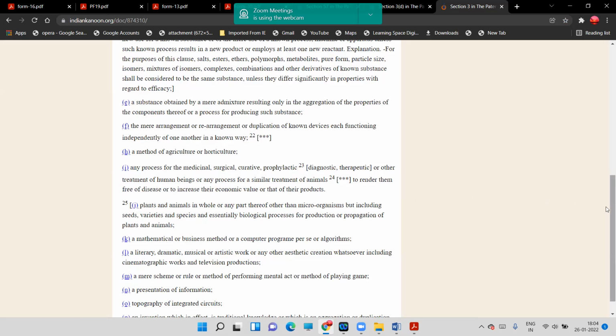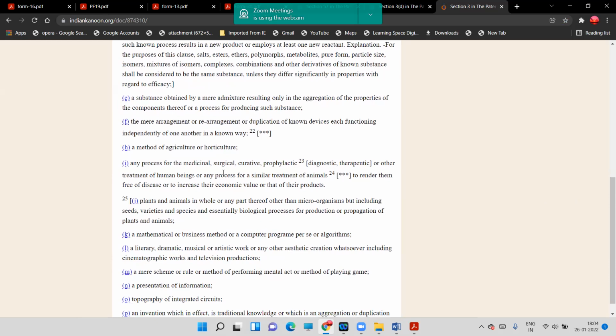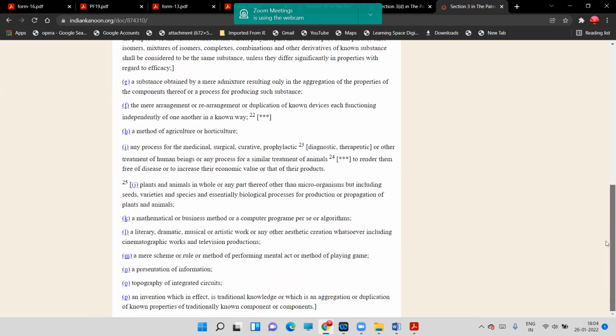Then after that, what is it? I think P objection और कौन सा था? I का था ना? Section E, I और P था, right? So P में देखो क्या बोला है? An invention which is effectively traditional knowledge or which is an aggregation or duplication of known properties of traditionally known component or components.